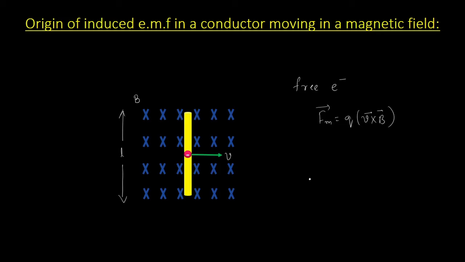So if this is the B, let me write the axis. So X, Y, or let me call this as Z, and this is the Y axis. Magnetic field is in the Y axis, charges moving in the X axis. Therefore, the right hand thumb rule or the left hand rule, Fleming's left hand rule, both will give you the direction of the force as upwards. Now the charge is negative. If I take a negative charge, the direction must be opposite. Therefore, this will be the magnetic force.